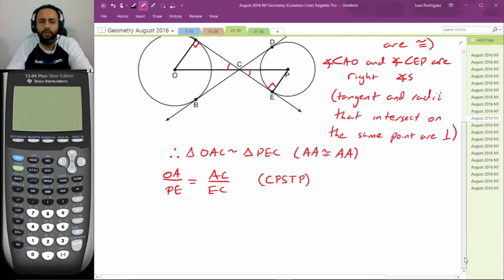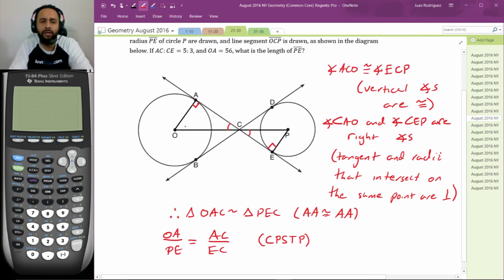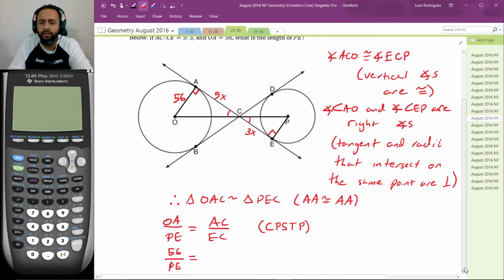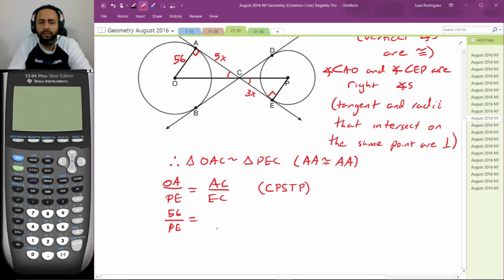So that's the reason, and now I can plug in some numbers. OA equals 56, AC is 5x, and EC is 3x. We need the length of PE. So OA is 56 over PE, which is unknown, but it's what we're looking for, so it's okay that it's unknown. And then the ratio AC to EC is 5 to 3, 5 over 3. Or you could do 5x over 3x, but the x's cancel out.